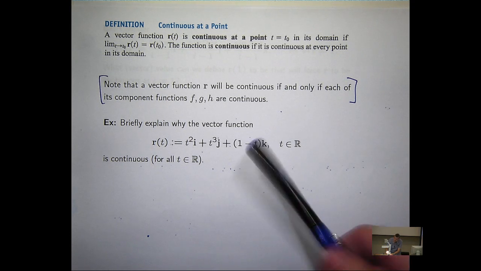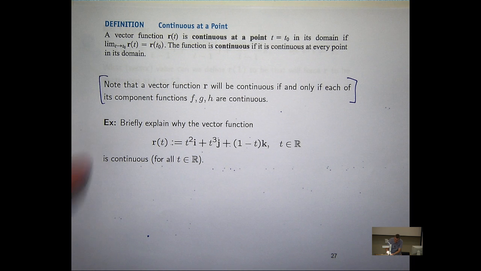Let's have a look at an example. Briefly explain why the vector function given here is continuous. Who could briefly explain it to me, without using any epsilons or deltas or anything like that?